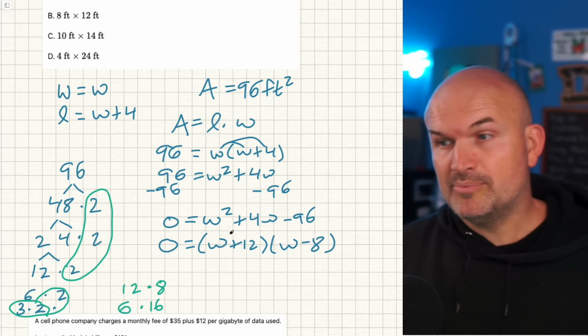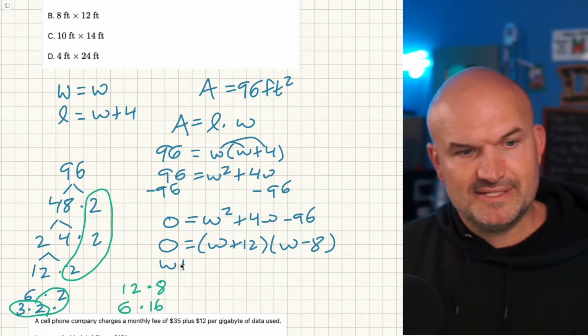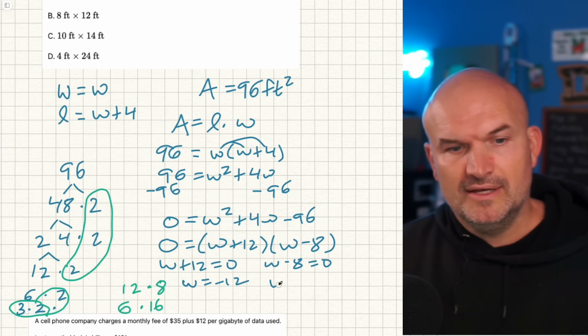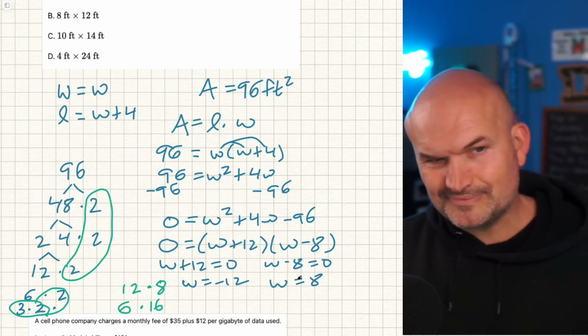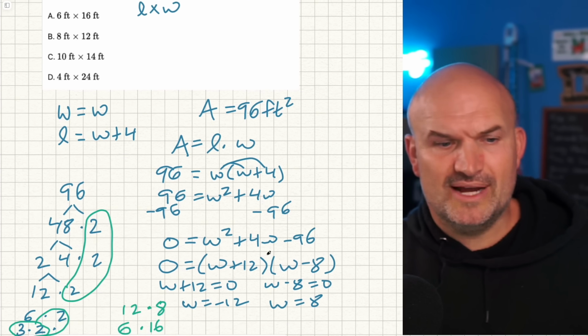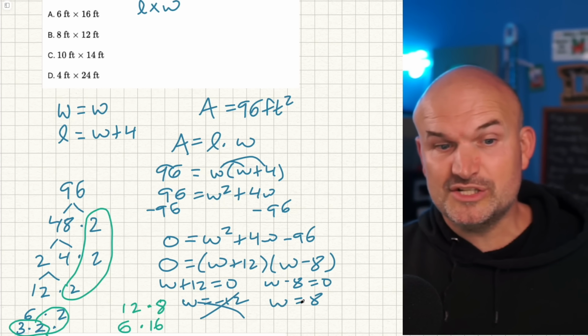Now I can apply the zero product property, which I'm losing some space here. So W plus 12 equals 0, and W minus 8 is equal to 0. So W equals a negative 12, and W equals a positive 8. Now, ladies and gentlemen, does it make sense for our width to be negative? No, not at all, right? So we're not going to use that one. We're just going to use 8.